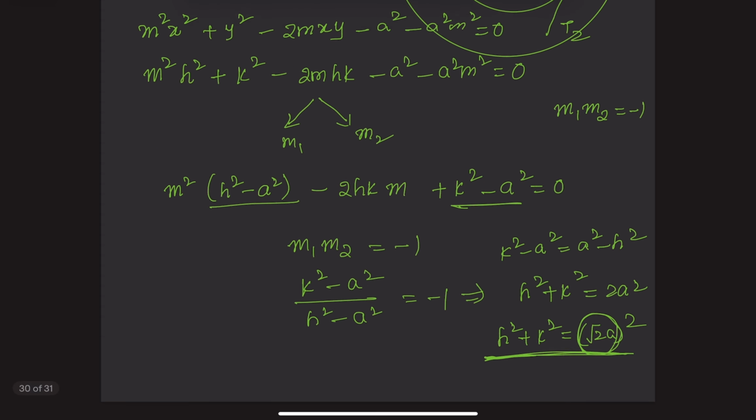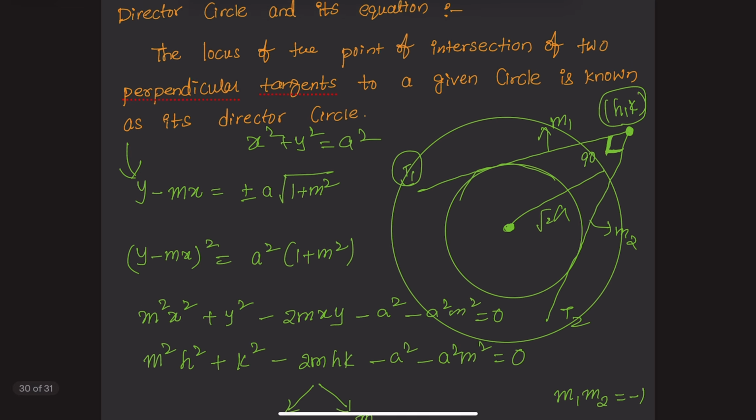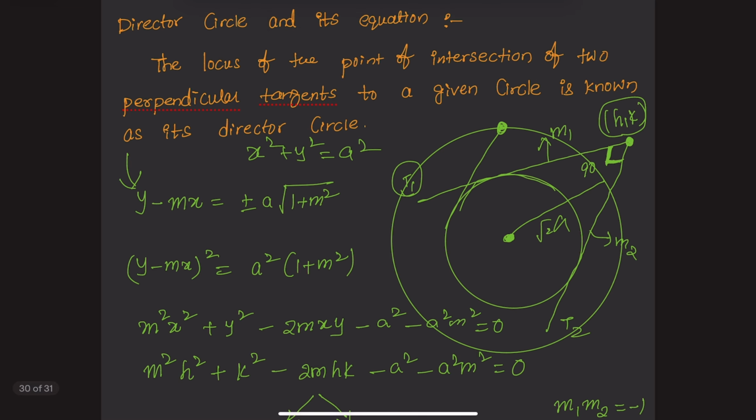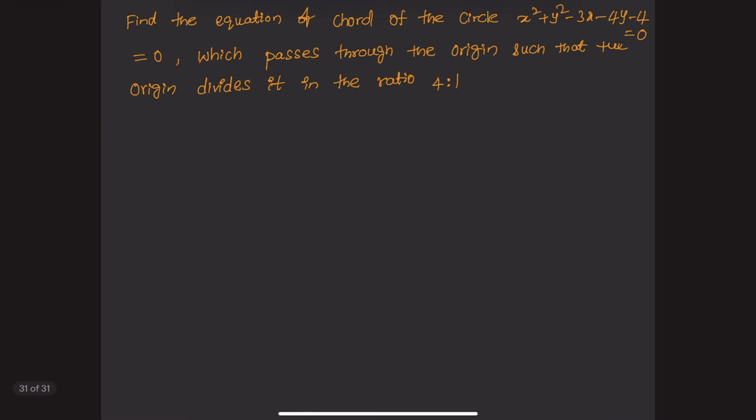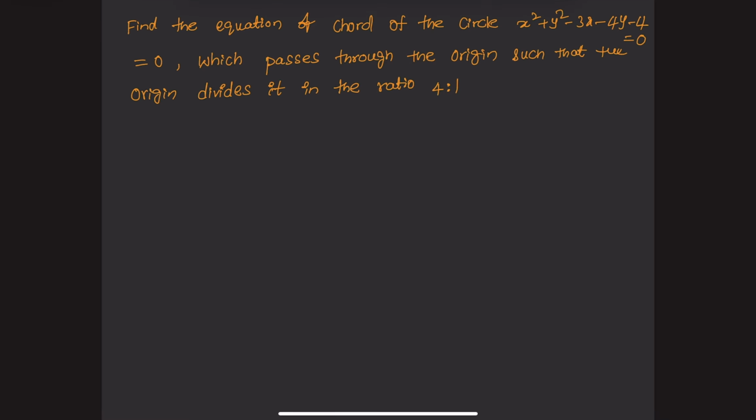Understood? So this is the concept of director circle. So from any point on the director circle, if you draw two tangents to this circle, the angle between them will be 90 degrees. I hope you have understood this concept. So let us move ahead and solve a problem. So this is the next question. So you have a circle, alright, a circle is given. So the center, whenever you see a circle, just try to write the center.